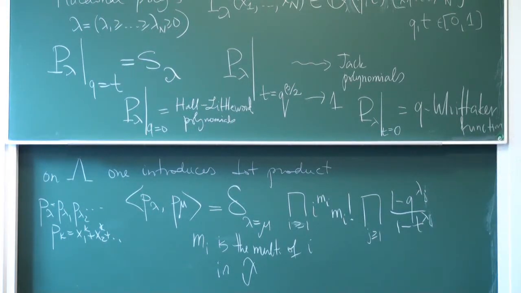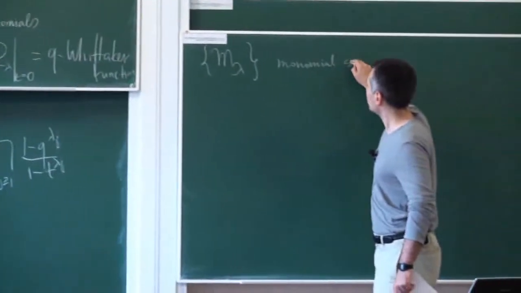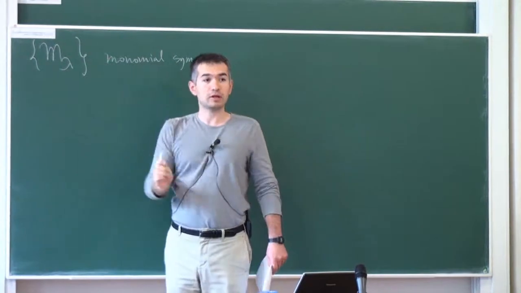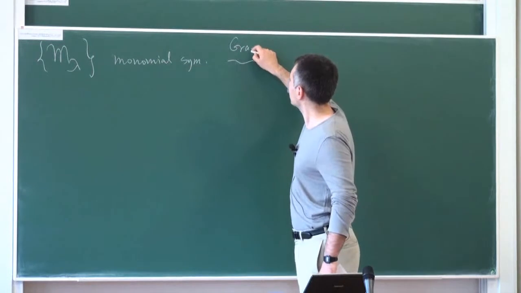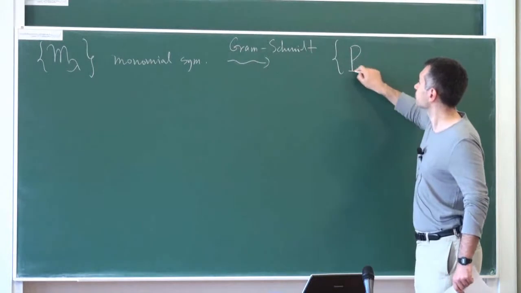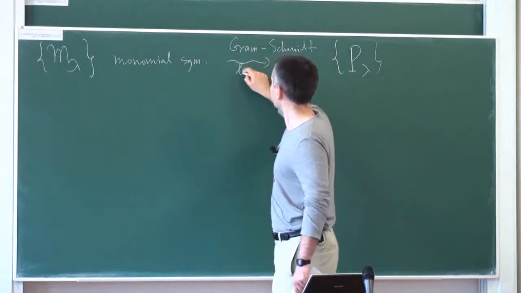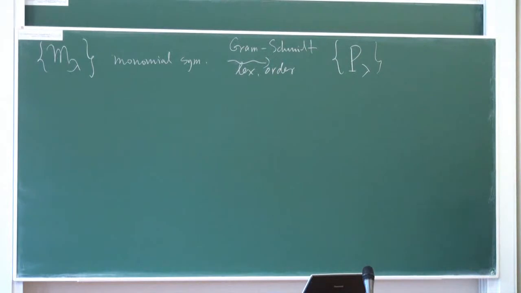Yes. All right. So then one takes the basis of monomial symmetric functions. These are monomial symmetric functions, which is just taking a monomial x1 to the power lambda 1, x2 to the power lambda 2, and so on, and symmetrizing over all possible permutations. And then one applies the Gram-Schmidt to it, and that gives a basis. Now, Gram-Schmidt should be applied when there is a certain order on the basis. So the order Gram-Schmidt with that lexicographic order on partitions produces a basis. And that basis is the basis of Macdonald polynomials.